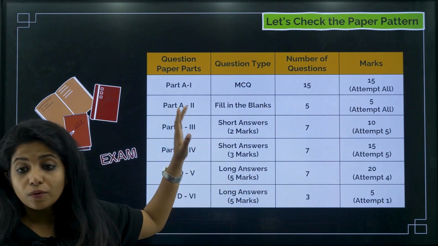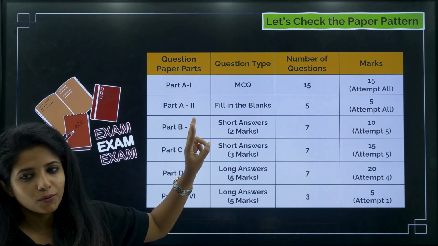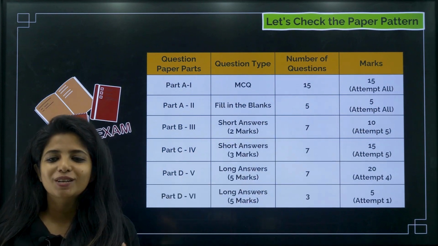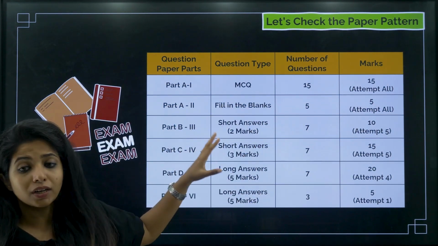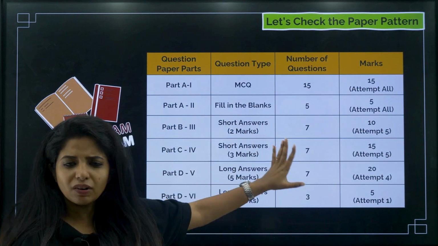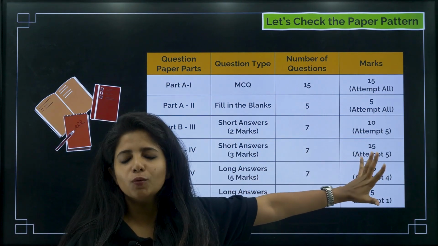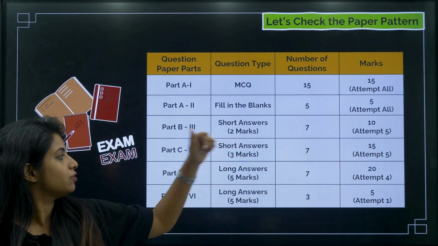Part B has short answers with 2 marks. 7 questions are there, but you have to attempt only 5 among them. So 5 into 2, 10. Now part C has short answers again, with 3 marks. 7 questions will be there. You again have to attempt only 5 of them. So 5 into 3, 15 marks.